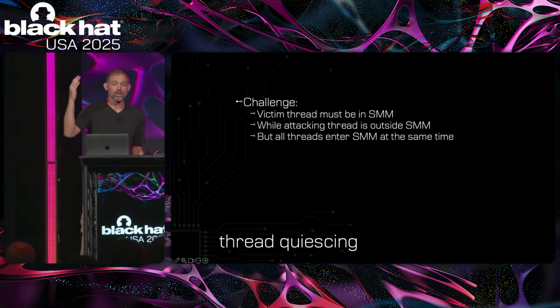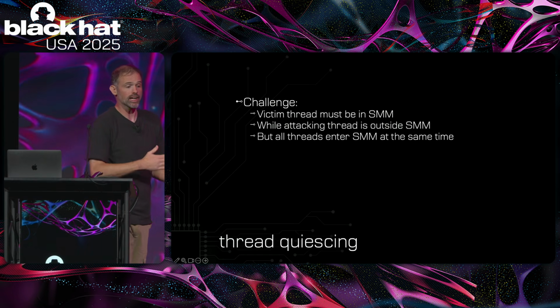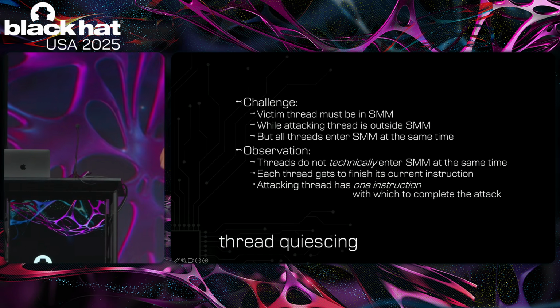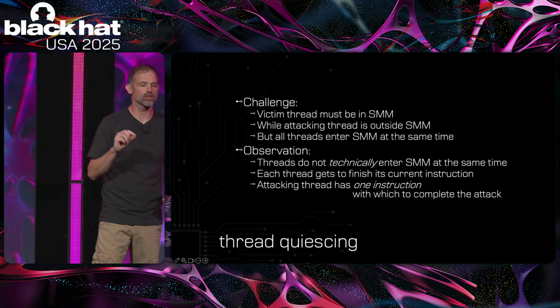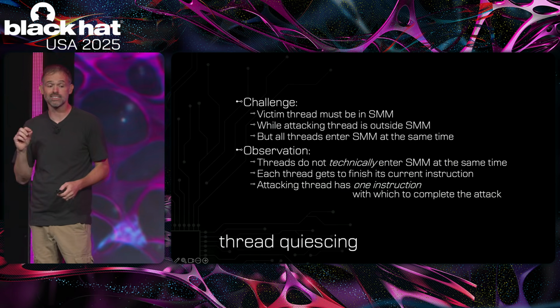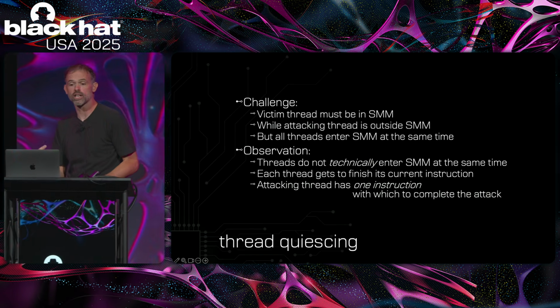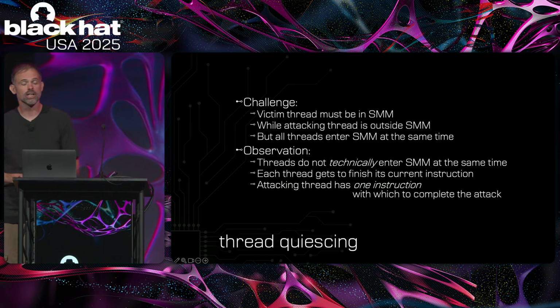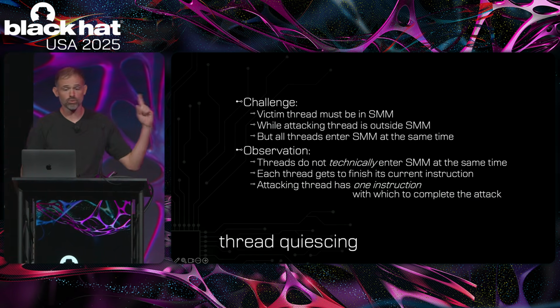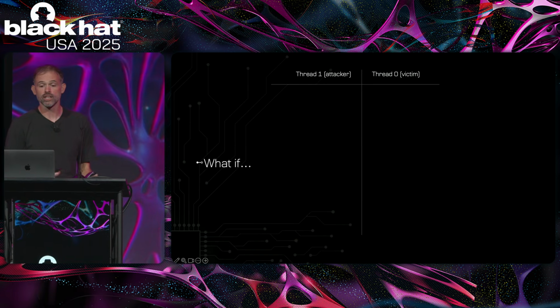So we've got a challenge. We want a victim thread that's in SMM, an attacking thread that's outside of SMM, but all threads are either in or out at the same time. Except that's not quite true. There's an observation here that threads don't technically enter SMM at exactly the same time. Each thread gets to finish the current instruction that it's working on before it gets pulled into SMM. What that means is that an attacking thread has one instruction with which to complete this whole attack.